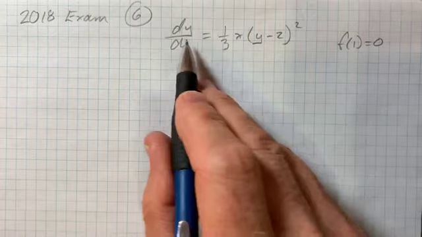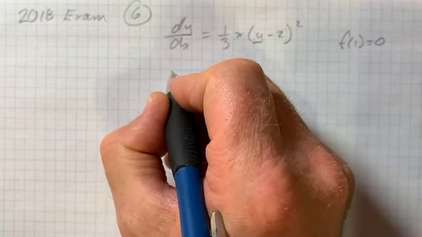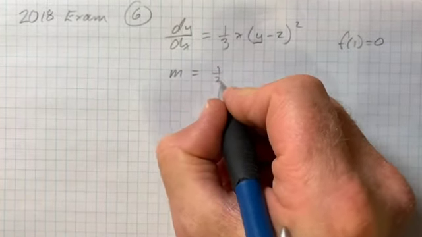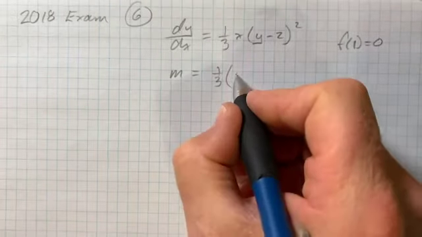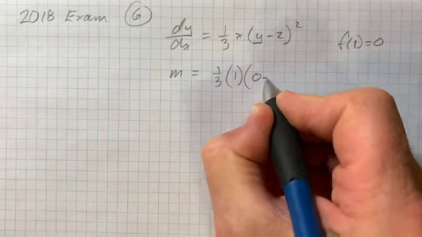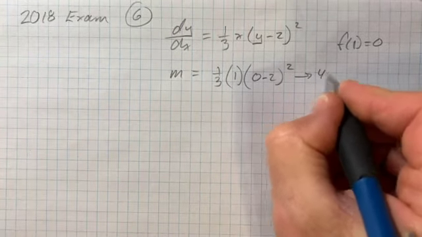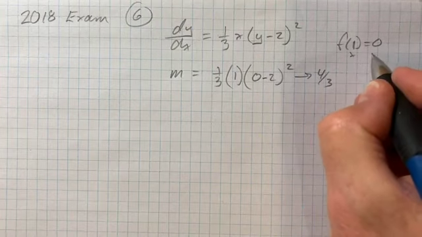So hang on, the slope depends upon both x and y. So in other words, the slope, y prime, is going to be plug in x and y. 1/3, when the x value is 1, the y value equals 0. X value is 1, y value is 0 minus 2 squared. So this is going to be 1/3 times 4, which is 4/3. There we go. So we know that the slope is 4/3, and we know that the x and y values are 1 and 0.